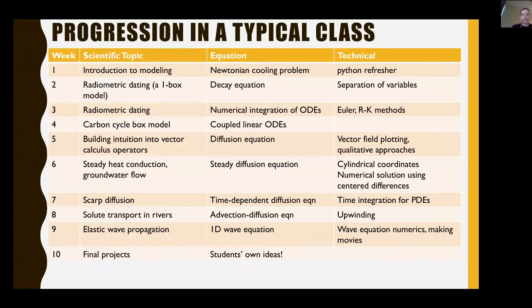This is what I typically do in a 10-week quarter. So I'll just take you through it week by week. Week one is kind of an introduction to modeling. We do a Newtonian cooling problem, trying to understand some data that we collect in class. Typically, I bring in a mug full of coffee and we measure its temperature during the course of a class period. And it turns out that temperature decrease is very well approximated by an exponentially decreasing function that asymptotically approaches the room temperature. We build a physical model, assuming Newtonian cooling, and we talk about how to fit curves to data.